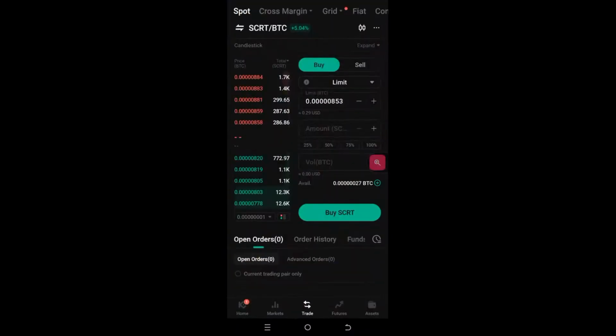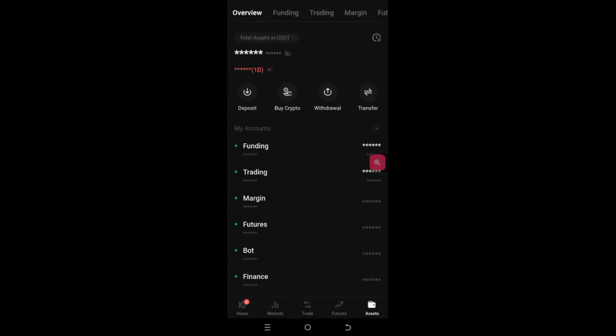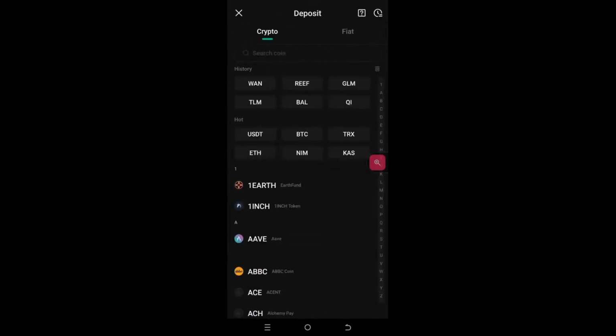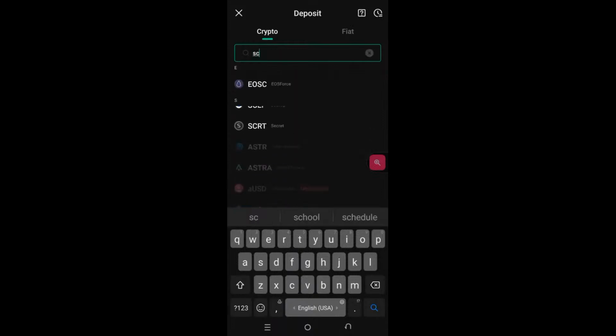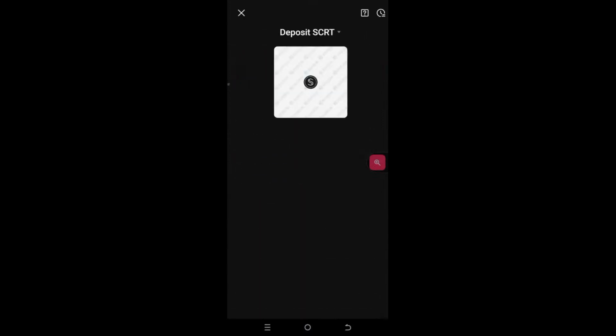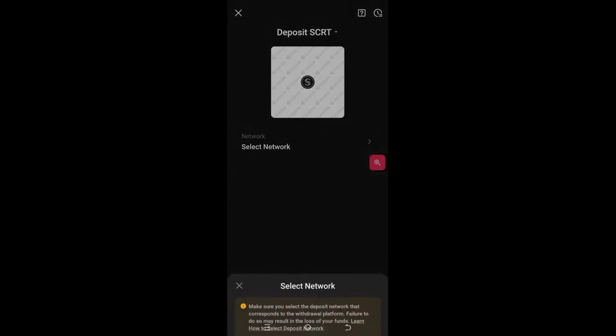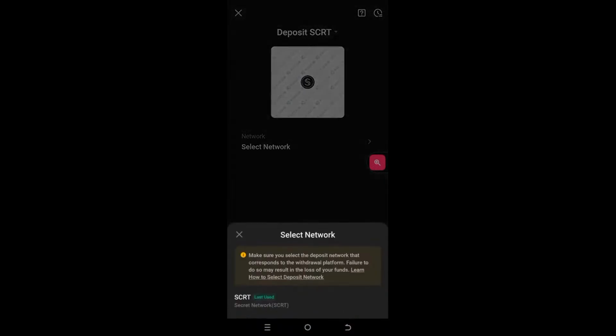Okay, so now the next thing we're checking is deposit, right? Can we deposit SCRT here? Of course, it looks like we can. But what's the network? Ooh. Can you see what I'm seeing here?